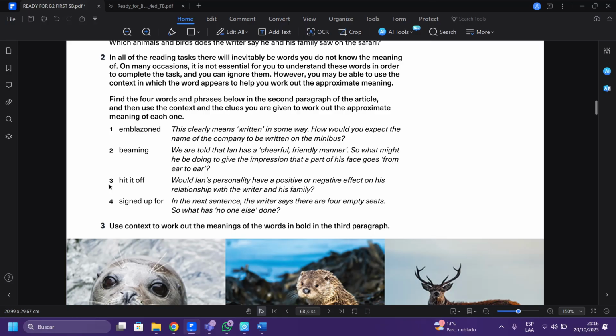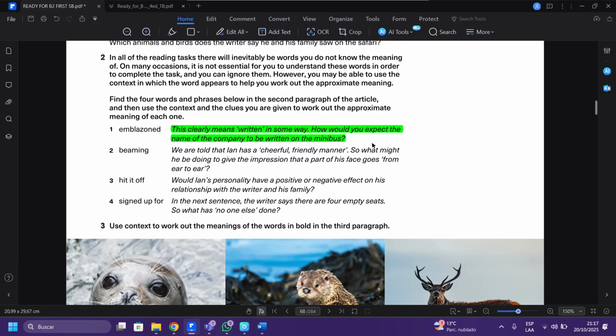This task says that we have to work out or imagine what could be the meaning of every single one of these words, 1, 2, 3, and 4, according to the context in these sentences or paragraphs. For example, the first one says, they are not in order, right? We have to match. This clearly means written in some way. How would you expect the name of the company to be written on the minibus?